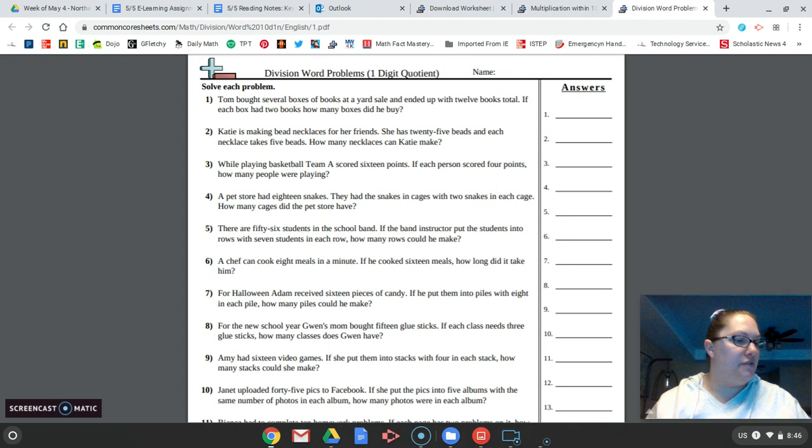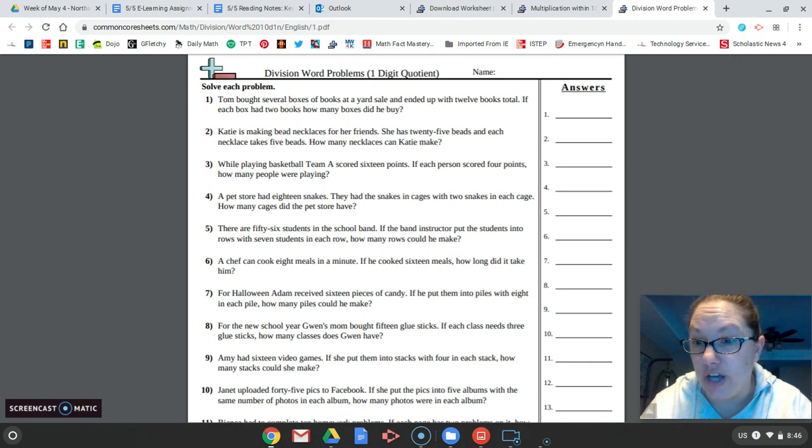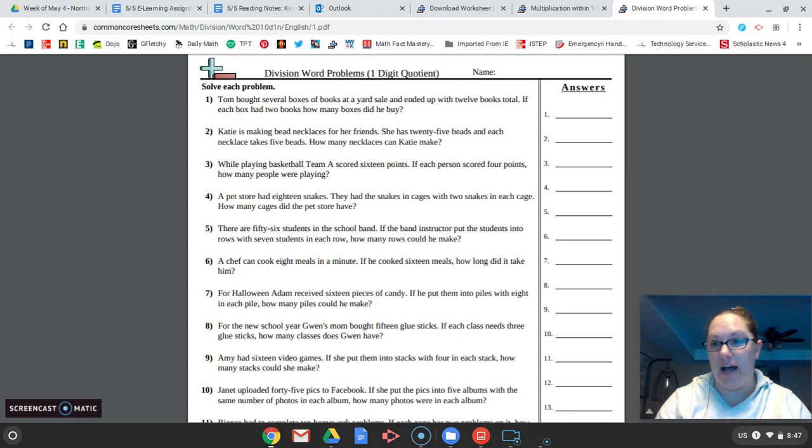All right, so I've switched pages here, and if you're really paying attention, you probably know why. So we're going to look at this number 1, and remember, first we're going to think, is it multiplication or division? So it says, Tom bought several boxes of books at a yard sale and ended up with 12 books total. Oh, they gave us the total. So what does that mean we're going to do? Divide. Okay, so we already know we're going to do division and that we're starting with 12 total.